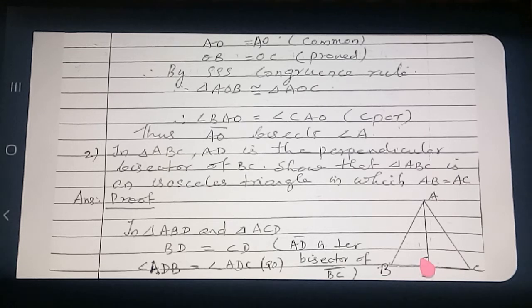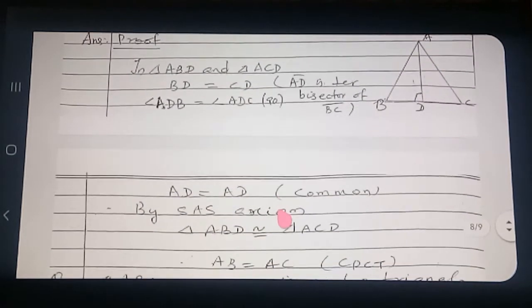Second point also, understood. Angle ADB equal to angle ADC. What's the reason? 90 degrees, perpendicular bisector. So this angle is 90 degrees, so angle ADB is equal to angle ADC. Okay, what's the next point?